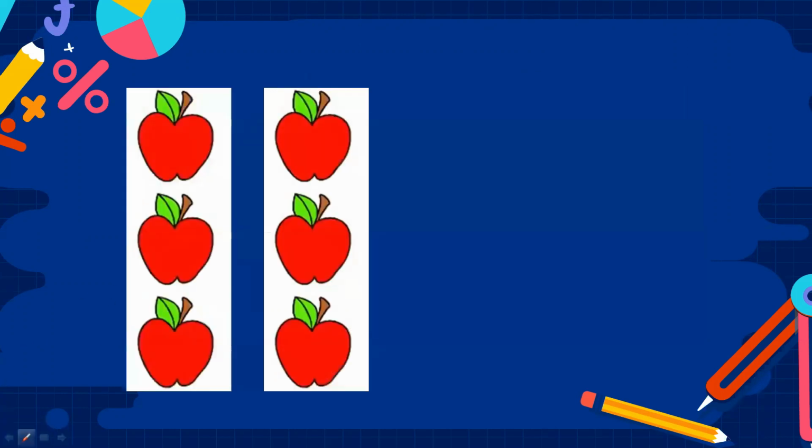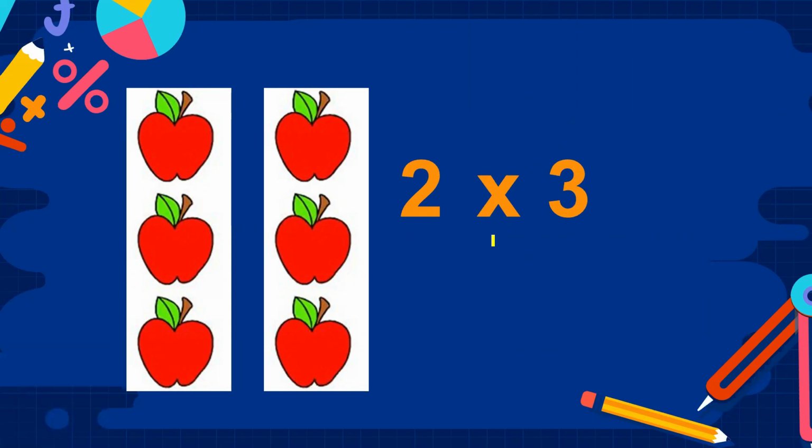Okay, so another example, we have how many apples are there? So first, how many groups? We have 2 groups of apples. And then how many apples in each group? We have 3. So as you can see, we have 1, 2, 3, 1, 2, 3.